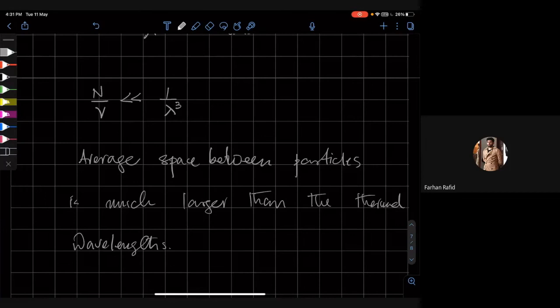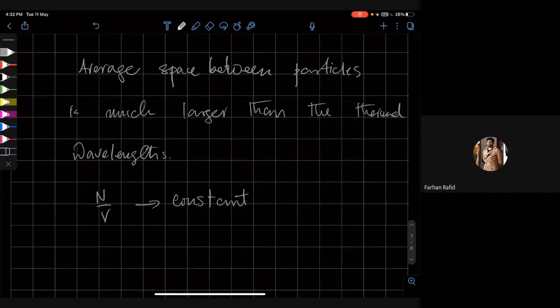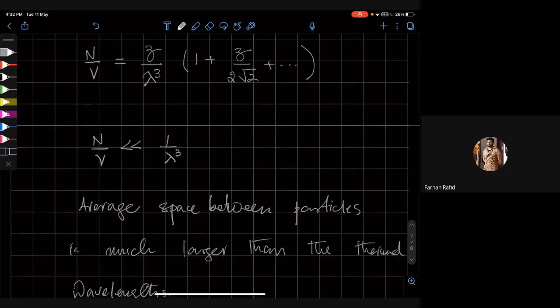Now another thing is that, in the leading order, N over V is constant, because that's what we want to do. We want to keep that constant. Now, lambda has in it a factor of square root of T. So for this to be constant, the fugacity has to be of the order of lambda to the minus 3. But lambda to the power minus 3 goes as T to the 3/2. And why is that? Because we want this to be constant.